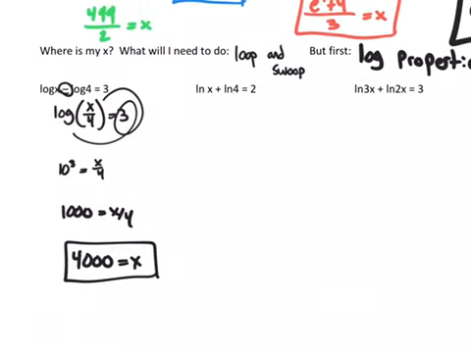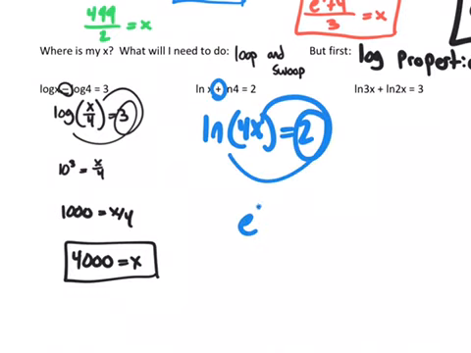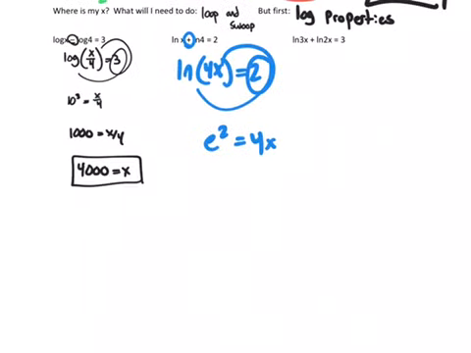All right, for this one, they're both natural log. It's addition, so this would be x times 4 to give us 4x is equal to 2. Loop and swoop, e squared is equal to 4x. Divide both sides by 4 to get that x is equal to e squared over 4.